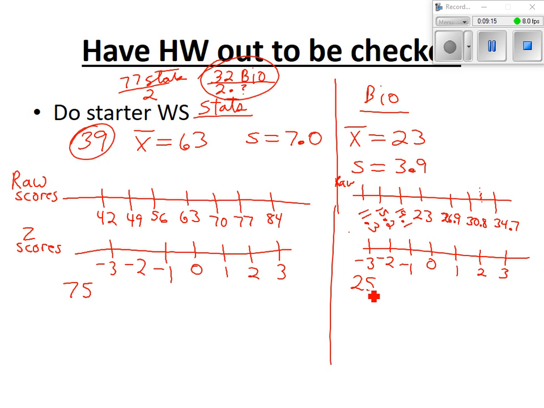Does anybody have the formula right there? What do you do to find the Z score? Value. Right, X bar, that's the mean, over standard deviation. What's the value we're dealing with on our score for this one? 75. So it's 75 minus what was the mean? 63, divided by the standard deviation, which was 7.0.